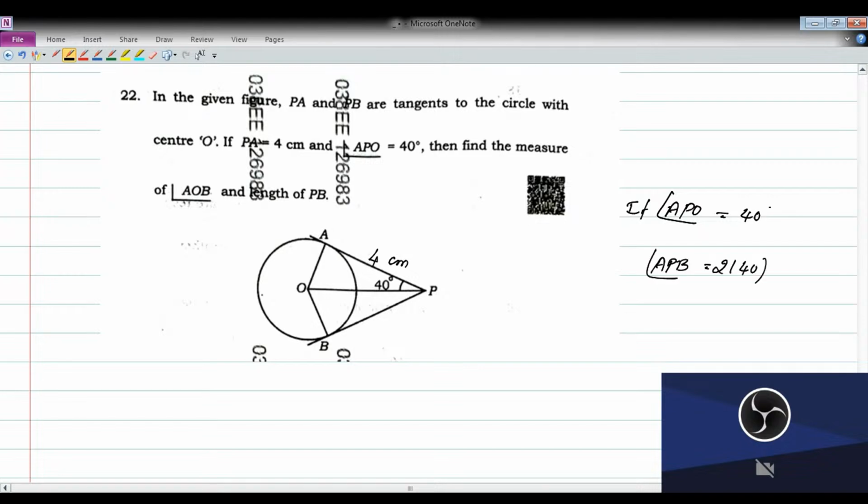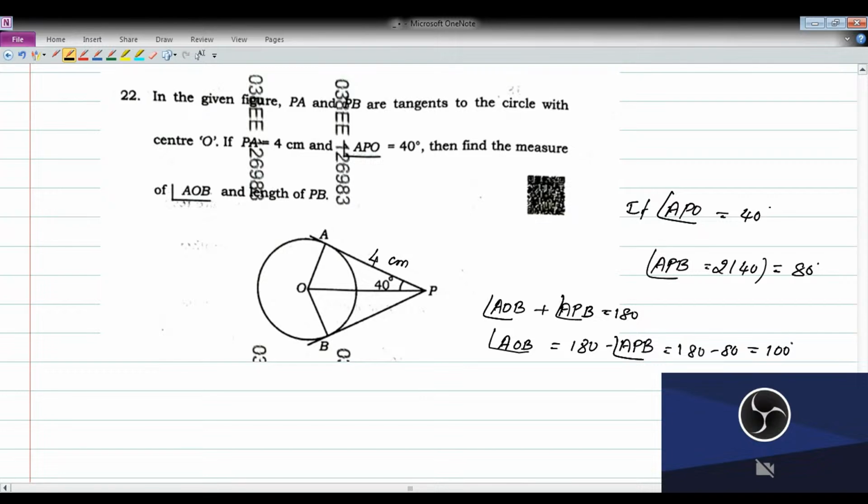Why? Because the line joining the center and the external point bisects the angle at the center and also at the external point. It divides it equally. Since this is 40, the lower part must also be 40, so the total becomes 80 degree. If this is 80 degree, we know the relation that angle AOB plus angle APB is equal to 180 degree. So angle AOB is equal to 180 minus angle APB, which is 180 minus 80, that is equal to 100 degree. 100 degree is the required angle.